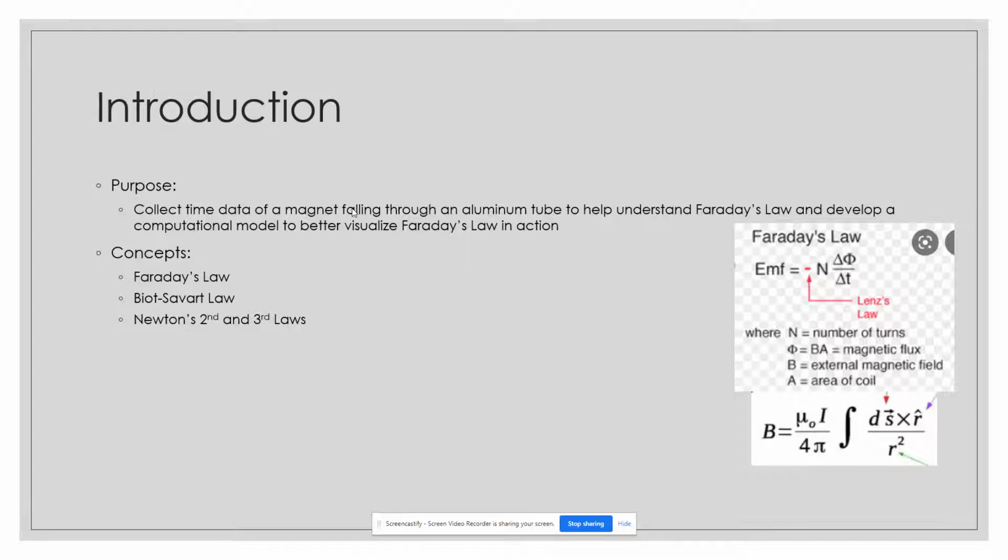So, an introduction to the lab. The purpose is to collect time data of a magnet falling through an aluminum tube in order to help understand Faraday's Law and develop a computational model to better visualize Faraday's Law in action. Some of the concepts being used in this lab are Faraday's Law and Biot-Savart's Law, which you can see here to the right, as well as Newton's second and third laws.